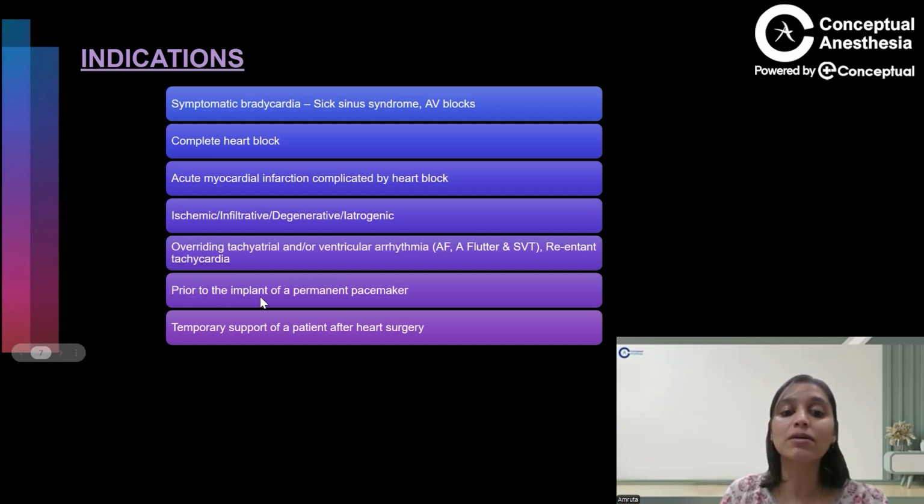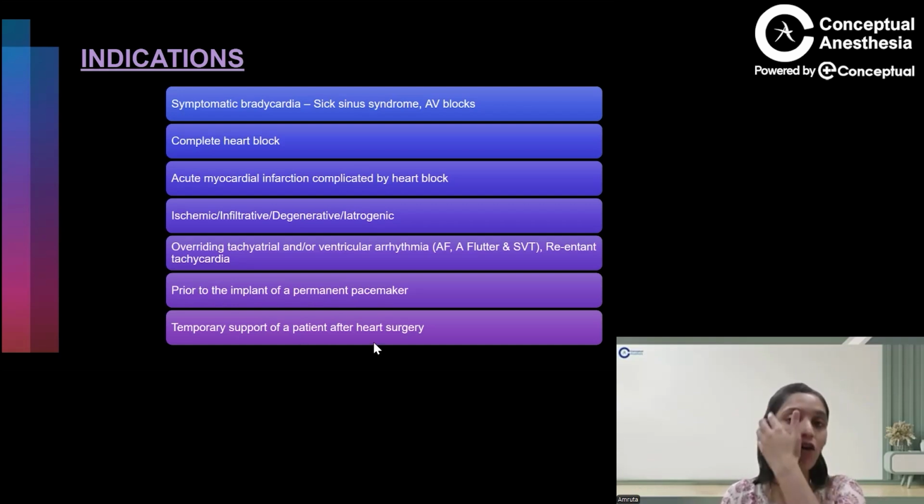Prior to the implant of a permanent pacemaker, you need a temporary pacemaker, or in the ICU, when you come across a situation where there is a sudden bradycardia, persistent bradycardia not responding to your medications. It is also used as temporary support for a patient after cardiac surgery, because a lot of times, either because of iatrogenic injury or because of the edema that usually accompanies these congenital heart surgeries, like when you're doing a VSD repair or a mitral valve surgery.